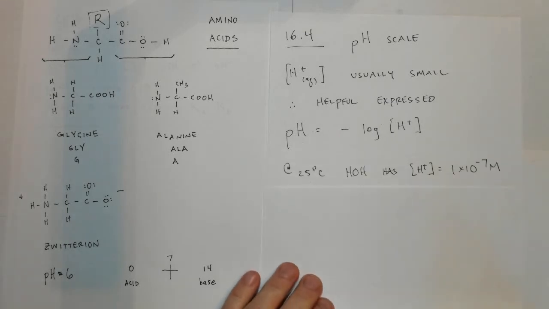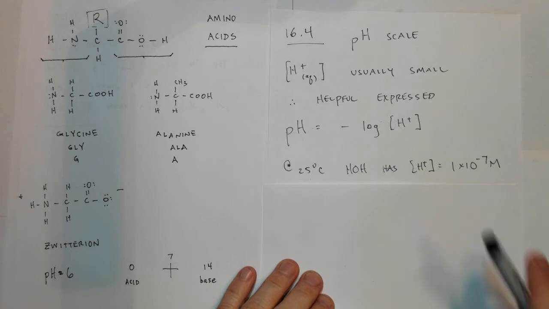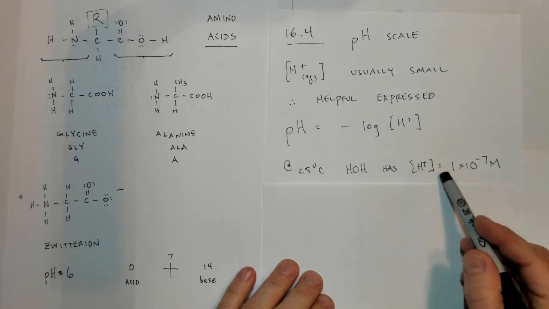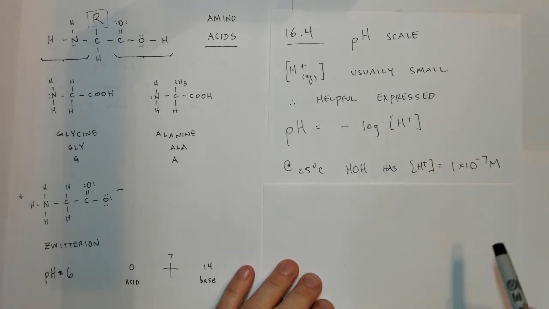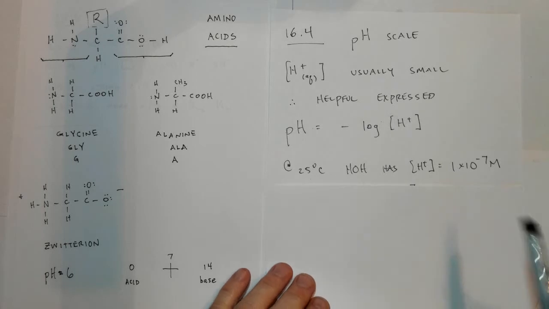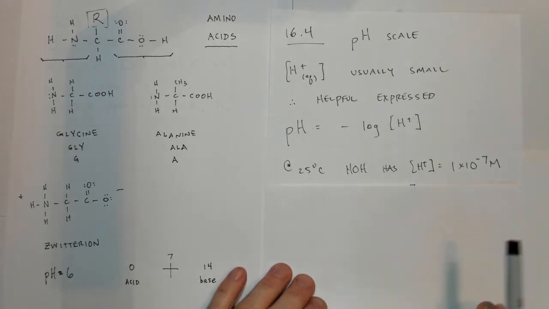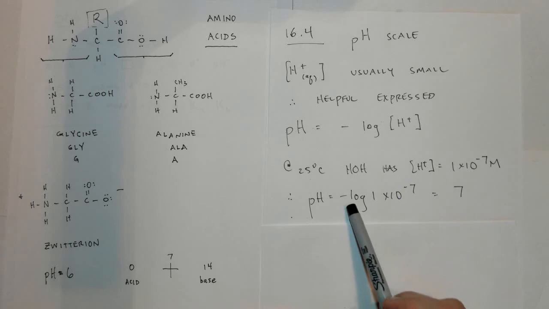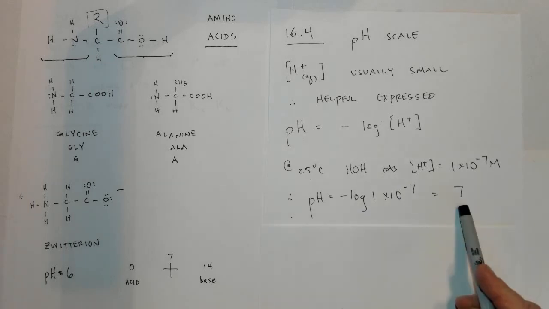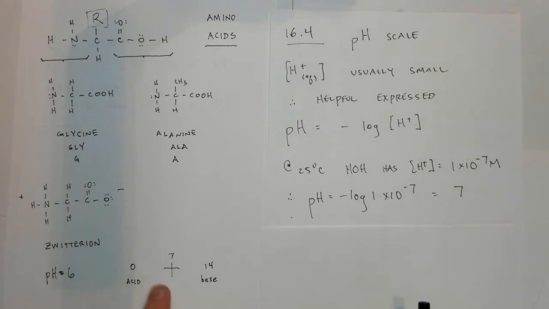And at 25 degrees Celsius, water has an H plus ion concentration of 1 times 10 to the negative 7th. And so if we wanted to know the pH of water at 25 degrees Celsius, we'd take the negative log of 1 times 10 to the negative 7th, then this would be equal to 7, and that's where neutral comes from, or that 7 is like not acidic, not basic, it's right in the middle.